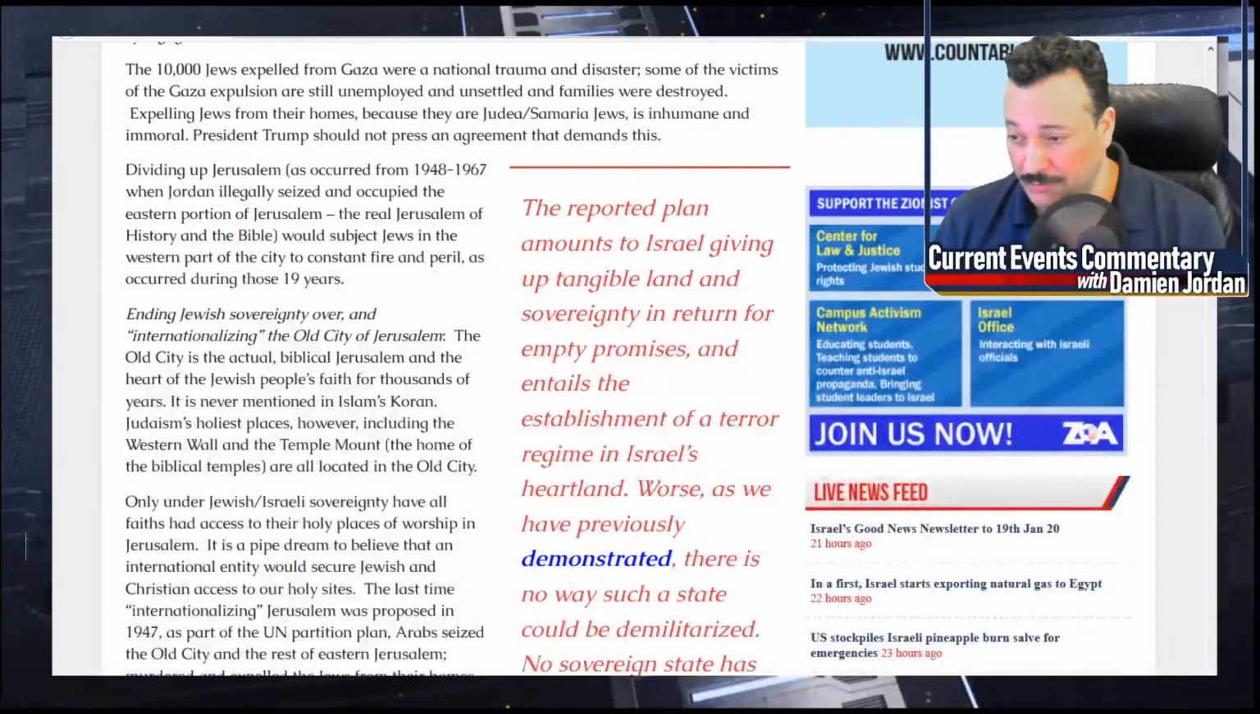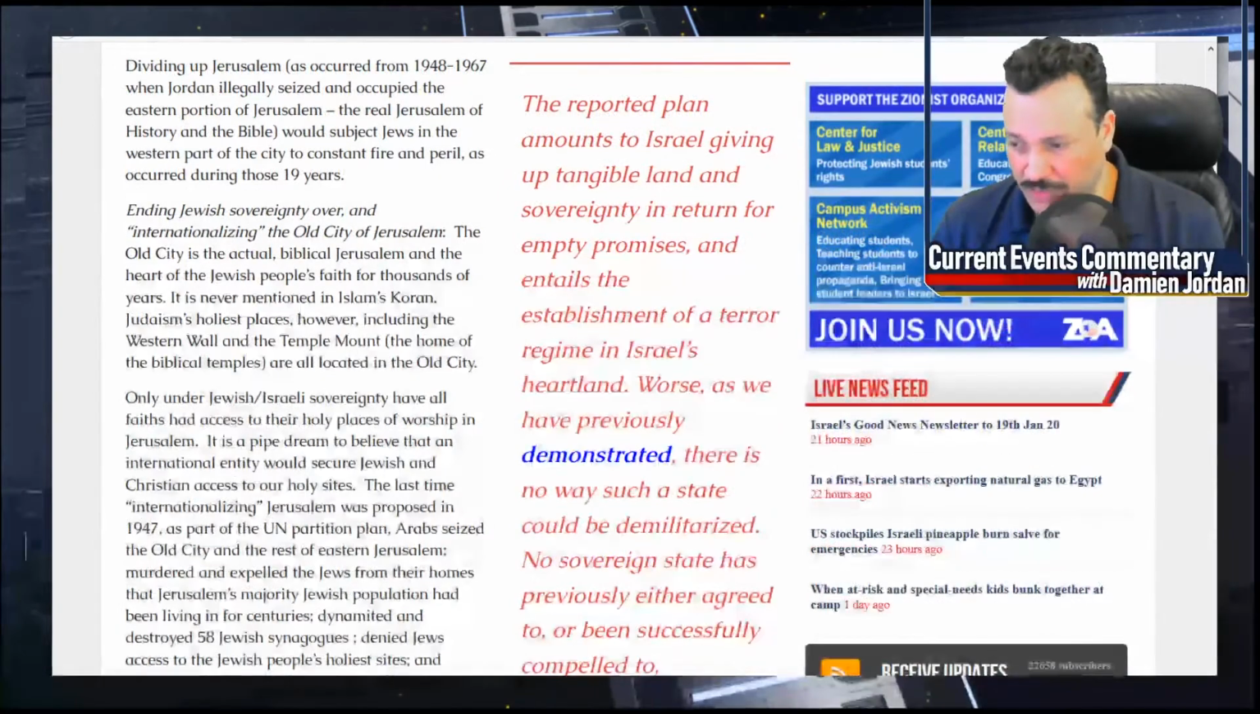Dividing up Jerusalem, as occurred from 1948 to 1967, when Jordan illegally seized and occupied the eastern portion of Jerusalem, the real Jerusalem of history and the Bible, would subject Jews in the western part of the city to constant fire and peril, as occurred during those 19 years. Ending Jewish sovereignty over and internationalizing the Old City of Jerusalem.